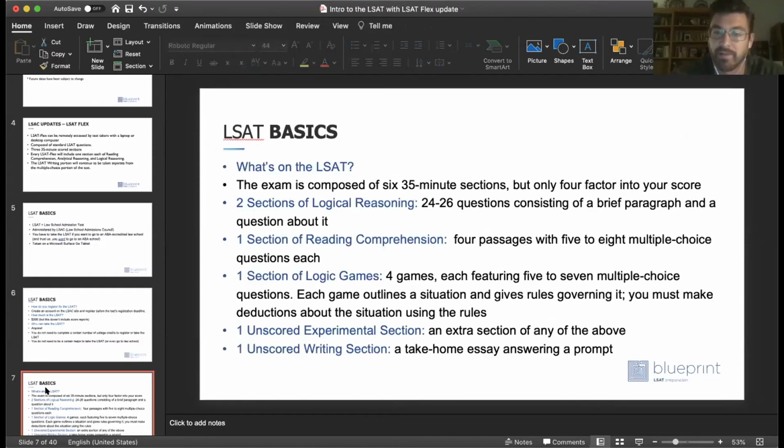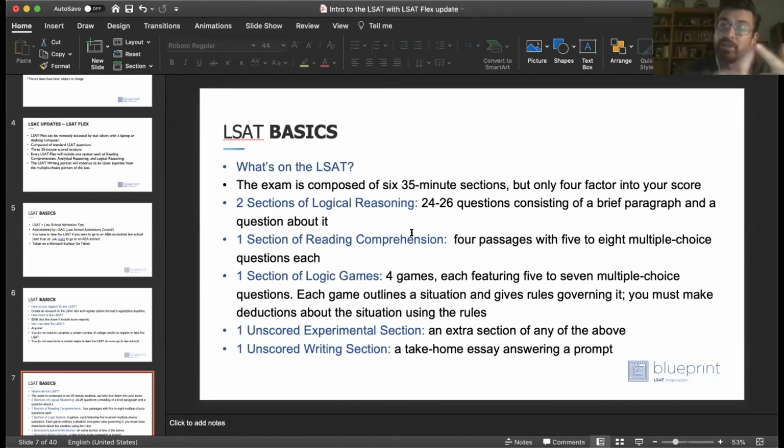What's on the LSAT? As we discussed, it's 5 35-minute sections typically, where only 4 of them are scored, or 6 if you're counting the writing sample. And as we discussed, the writing sample is now take home. You're going to do 2 logical reasonings historically, 1 reading comp and 1 game. Then you'd also do the 1 unscored experimental section.